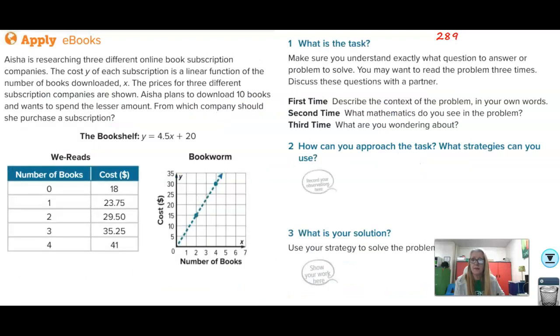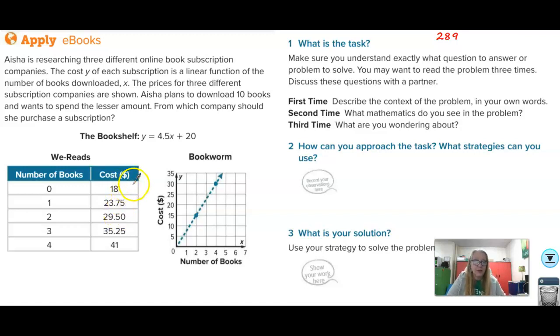I think this is our last example too. Apply ebooks. Aisha is researching 3 different online book subscription companies. The cost y of each subscription is a linear function of the number of books downloaded x. The prices for 3 different subscription companies are shown. Aisha plans to download 10 books and wants to spend the least amount. From which company should she purchase a subscription?